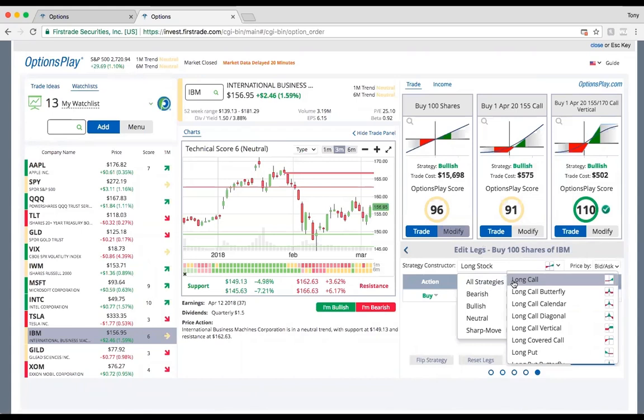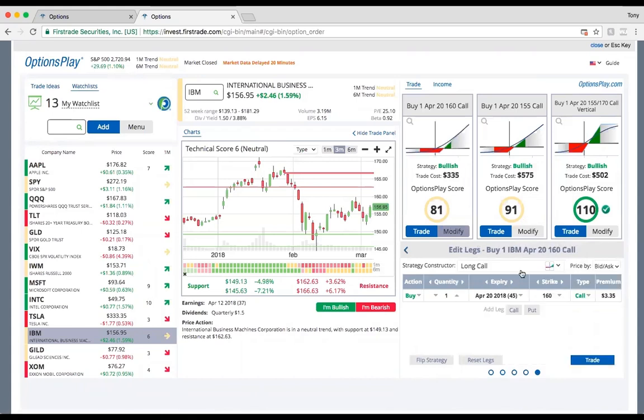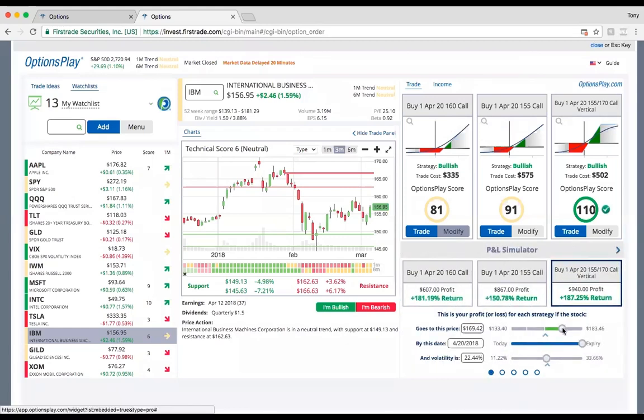So for a lot of people, what they want to do is compare buying one call strike to the next call strike. If you're not sure if you want to buy the 155 or the 160 calls, you can use the P&L Simulator and say, well, what happens if the stock goes up to 165? How do these two calls compare to each other? What happens if the stock goes lower? How do these calls compare to each other?